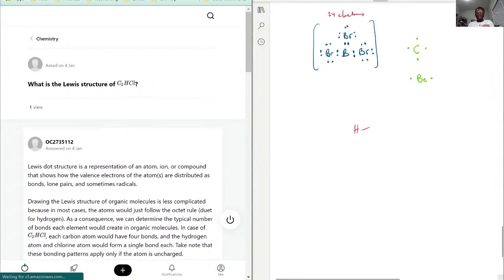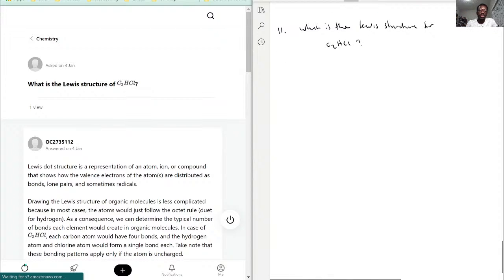So, question number 11. Lewis structure. What is the Lewis structure for C2HCl? Okay. So with this, first thing we have to do is count the amount of electrons we're working with.